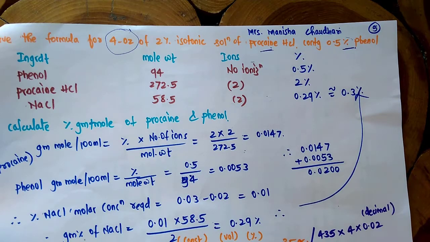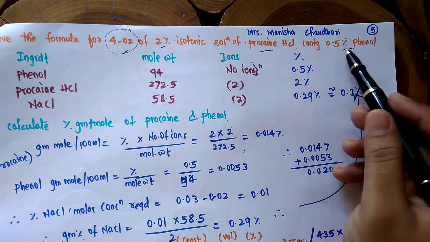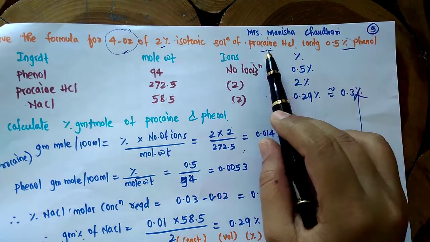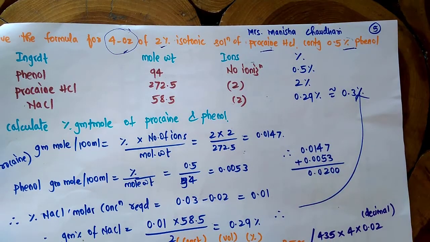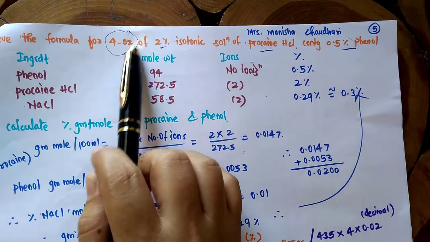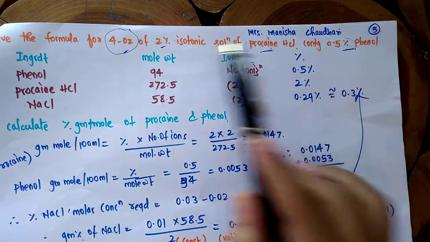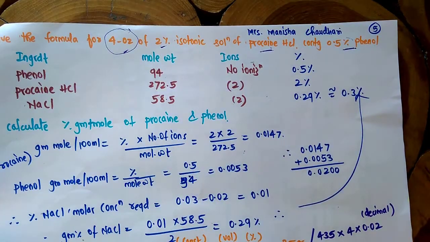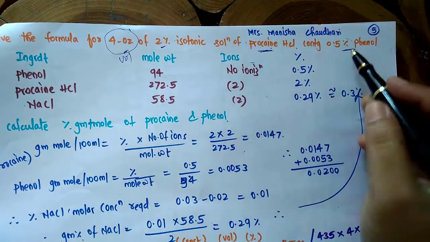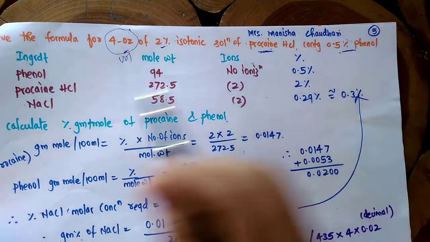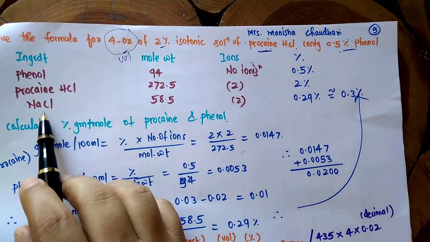So the percentage is 2%, the volume is 4 fluid ounces, and the drugs are procaine and phenol. The percentage of procaine is 2%, the percentage of phenol is 0.5%. So give the formula for 4 OZ of 2% isotonic solution of procaine containing 0.5% phenol. The formula is 4 fluid OZ volume, 2% is the percent for procaine, 0.5 is the percent for phenol. So we have written the formula here. Ingredients are phenol, procaine and NaCl.